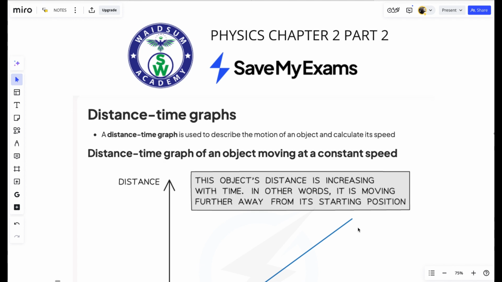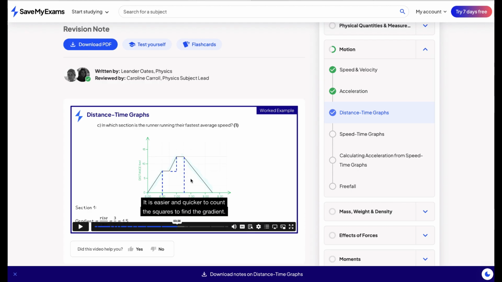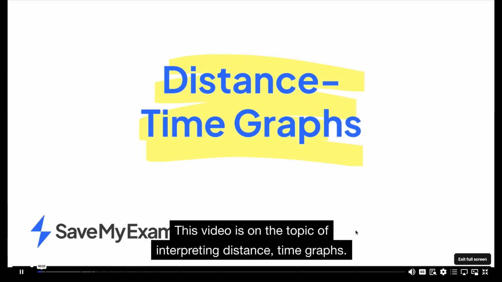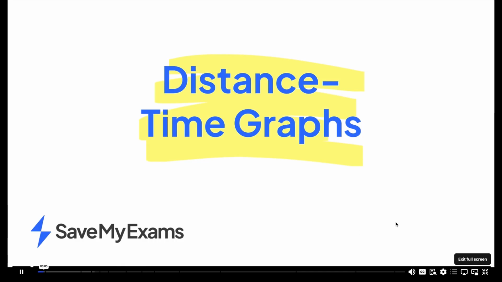And then we're going to plot the speed against the time, so that the gradient of such a graph gives us the acceleration of the journey. So without much ado, let's look at our first tutorial on the distance time graph. Now in this tutorial, this video is on the topic of interpreting distance time graphs.